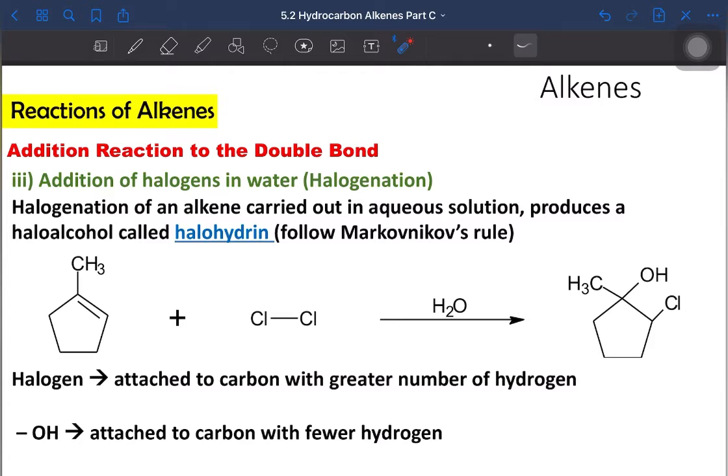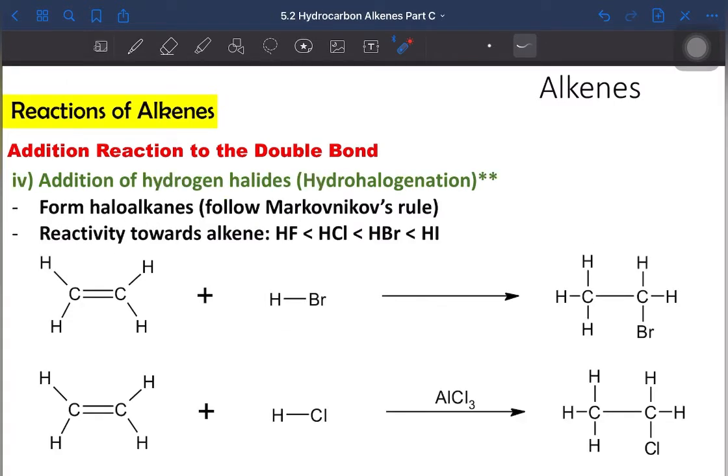So in this case, this side of the carbon double bond has one hydrogen, while this side has no hydrogen. Hence, the Cl will be bonded to this carbon and the OH will be bonded to this carbon to form this halo alcohol product. So this is the major product. So what if it follows anti-Markovnikov? It will form the minor product, where the chlorine will be bonded here and the OH will be bonded here, the reverse. So the major product must follow Markovnikov's rule.